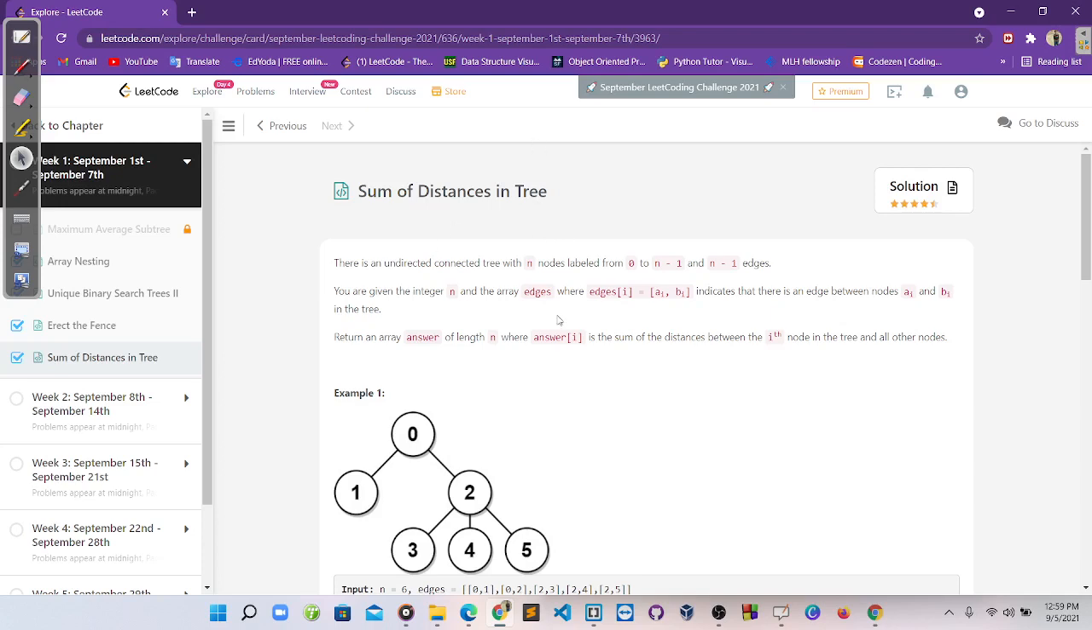So see what we are given. We are given an undirected tree with n nodes, which are from 0 to n minus 1, and there are n minus 1 edges there. So from there we can easily think that it is actually a graph type problem. So it is a graph problem and we have to solve it according to graph. So let's try to understand this problem.